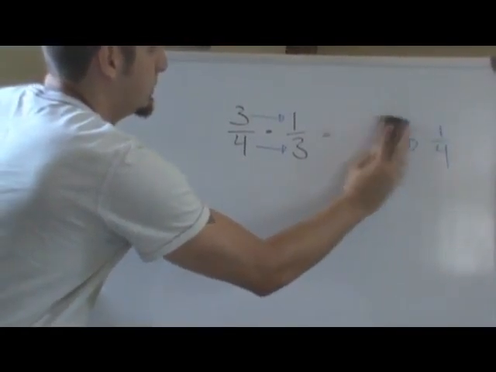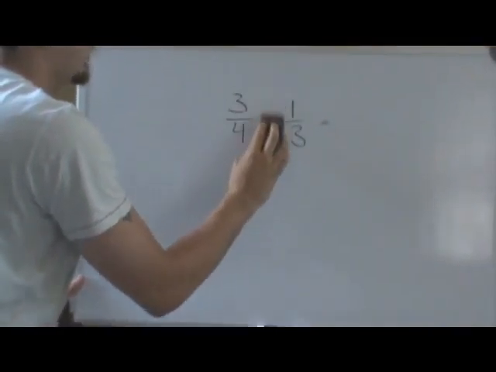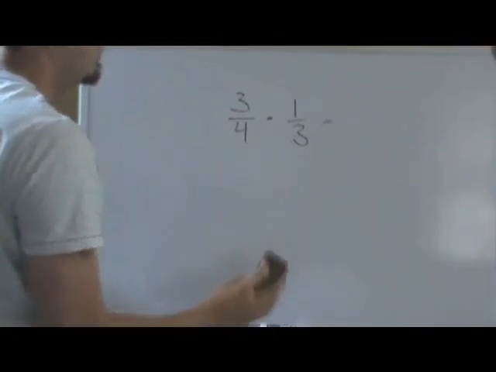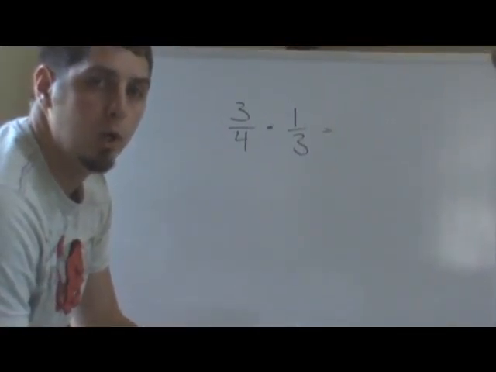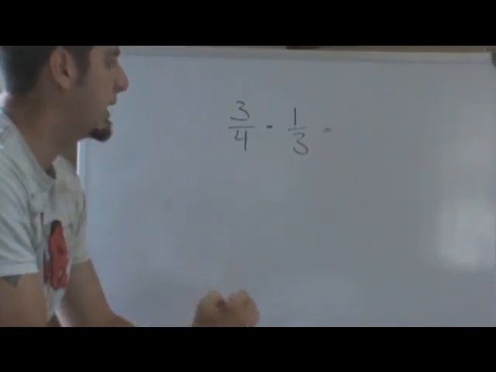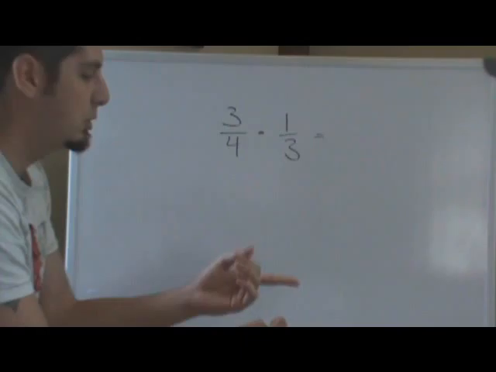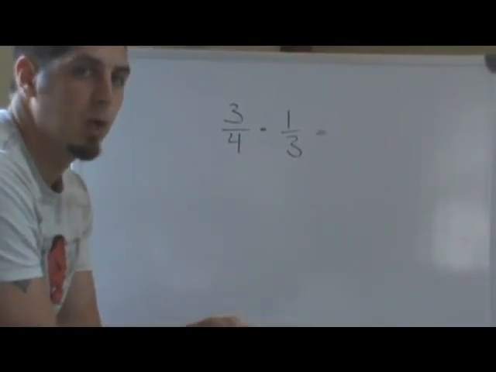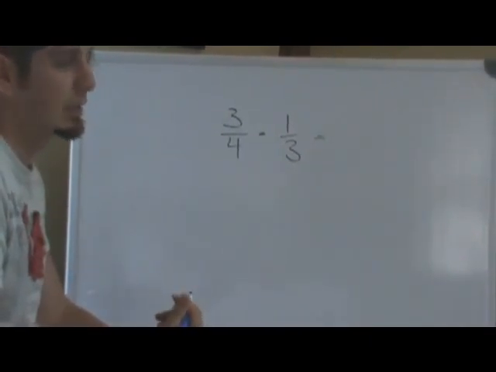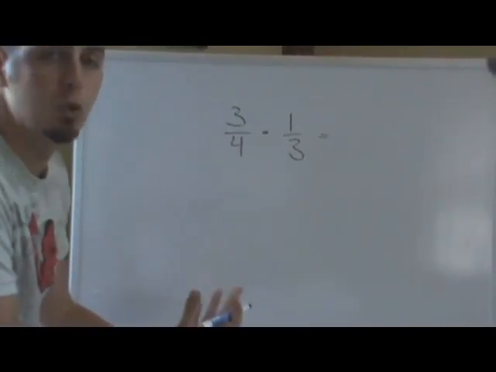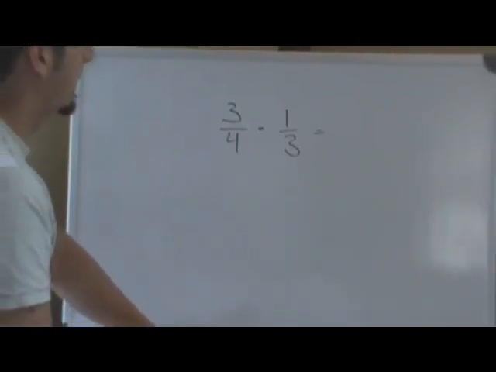Now, there are a couple tips and tricks you can use when you're multiplying fractions. And keep in mind, the trick I'm about to show you only works with multiplication. You can only do this when you're multiplying fractions. You cannot do this when you're dividing, adding, or subtracting fractions. This is called cross-canceling, or diagonal reducing is another way to think of it. But this only works with multiplying fractions.